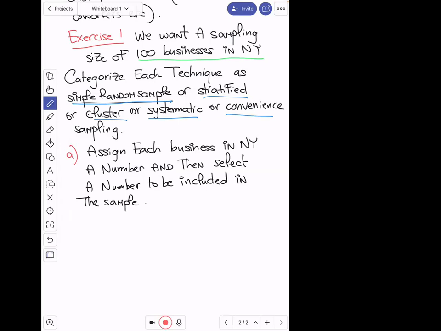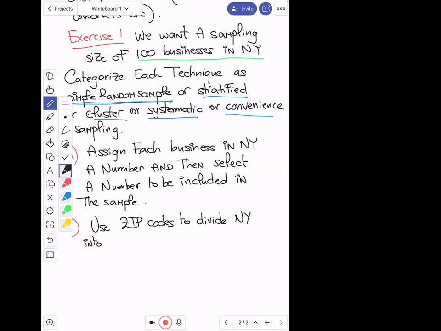So in B, we're going to use the zip codes to divide New York into areas, or regions. And then we're going to pick a random sample of 10 zip code areas.